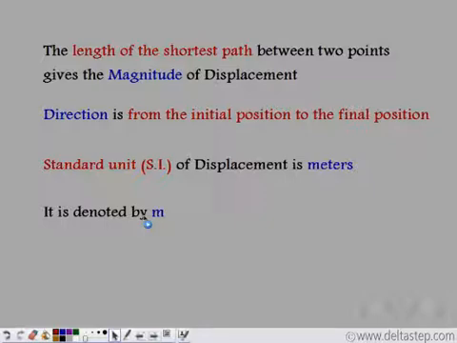And how do we represent it? Well, if A and B are 2 points, then we represent displacement between A and B as AB vector. This arrow stands for the vector sign.